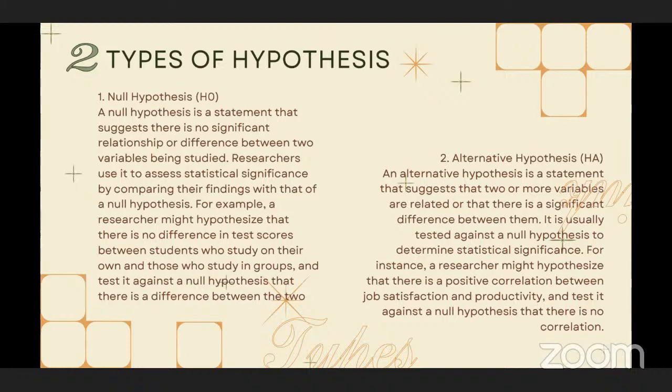The second one is the alternative hypothesis, or H A. An alternative hypothesis is a statement that suggests that two or more variables are related or that there is a significant difference between them. It is usually tested against a null hypothesis to determine statistical significance. For instance, a researcher may hypothesize that there is a positive correlation between job satisfaction and productivity and test it against a null hypothesis that there is no correlation.